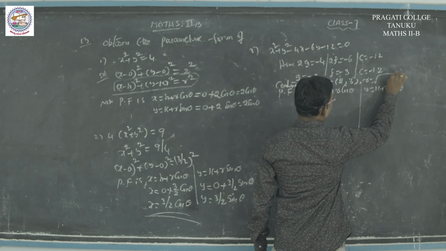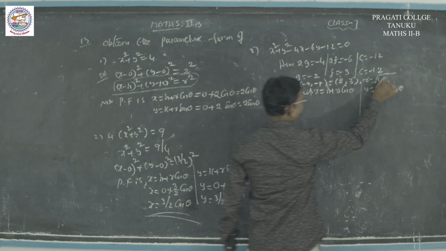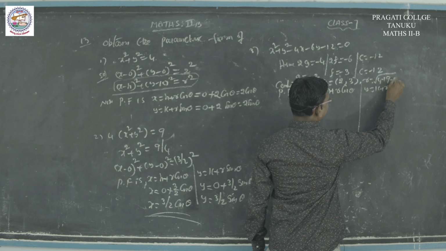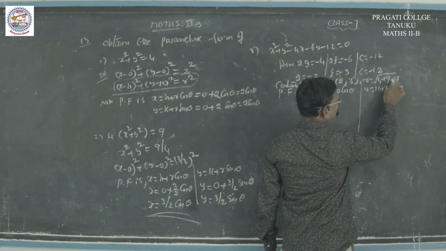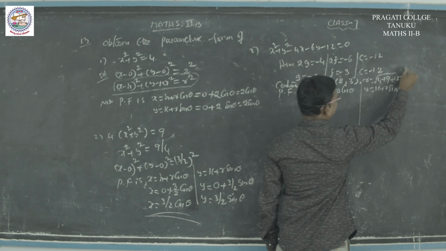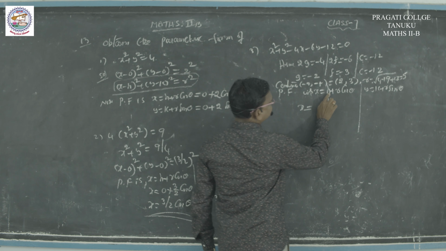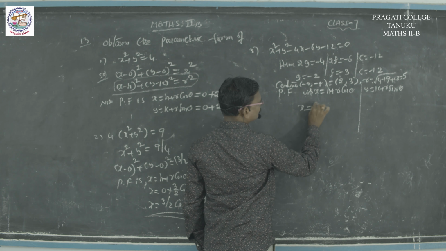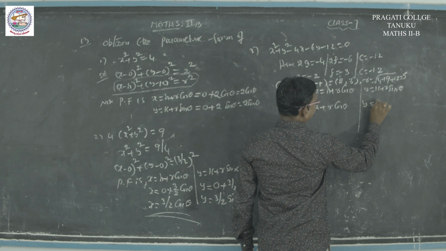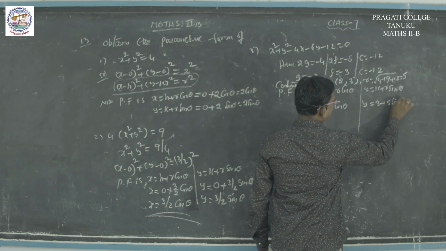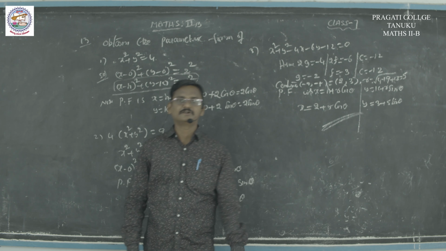Now we have to calculate the radius. r is equal to square root of g square 4 plus f square 9 minus c, that means plus 12. So finally the r value is root 25. Root 25 means we can write 5. So now we can replace here: x is equal to h, that means minus g, that means 2, plus 5 cos theta. y is equal to 3 plus 5 sin theta. So this is the process of finding the parametric form of the given equation of circle.